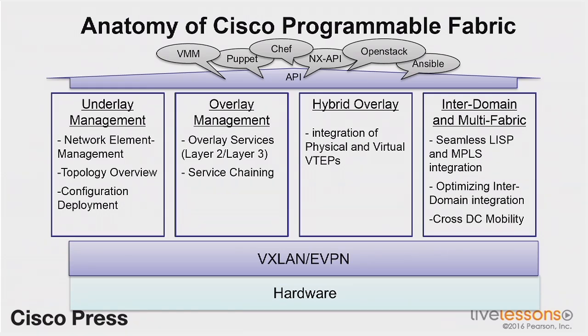And then we have interdomain and multi-fabric. All customers have a multi-data center, multi-fabric strategy. So how do we interconnect the different pods or sites in a secure, scalable fashion, and optimize traffic flows as well? On top of all of that, if you look here, here's the roof of the house.